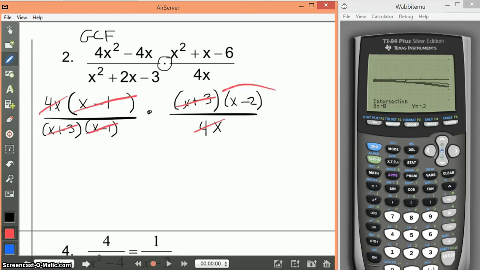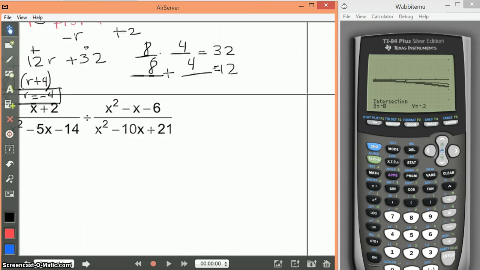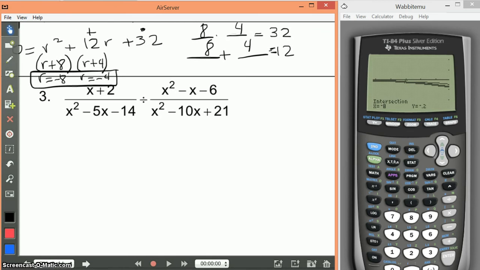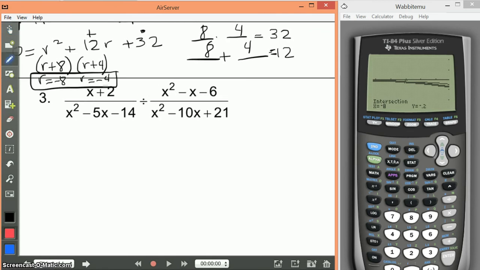Okay, what's left is just an x minus 2. Then my answer is x minus 2. Very simple, right? If you're good at factoring, then it is simple. Now, number 3. Now, just like I said, division.